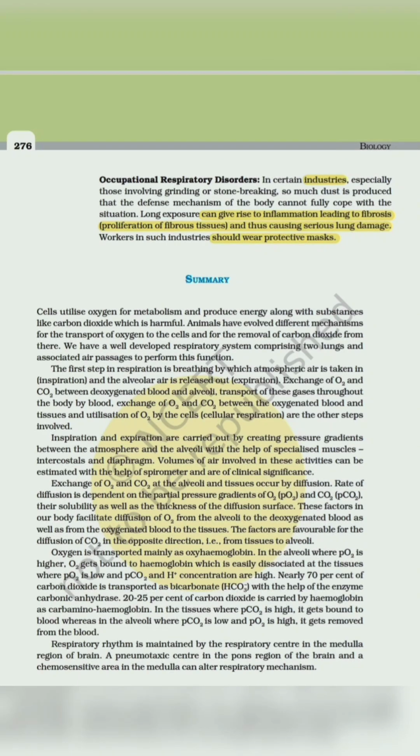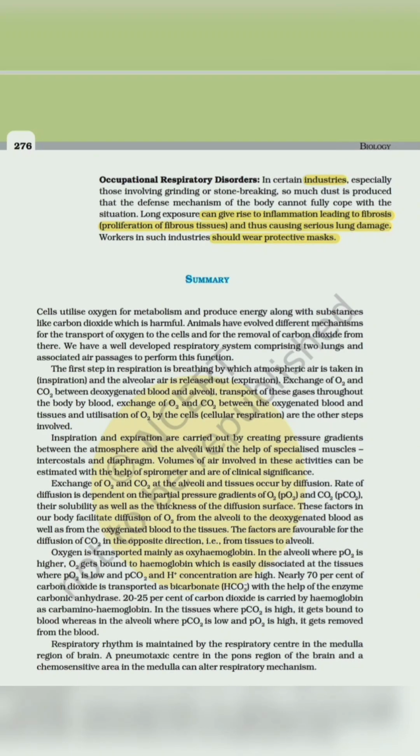Nearly 70% of carbon dioxide is transported as bicarbonate with the help of the enzyme carbonic anhydrase. Twenty-five percent of CO2 is carried by hemoglobin as carbaminohemoglobin. In the tissues where PCO2 is high, it gets bound to blood, whereas in the alveoli where PCO2 is low and PO2 is high, it gets removed from the blood.